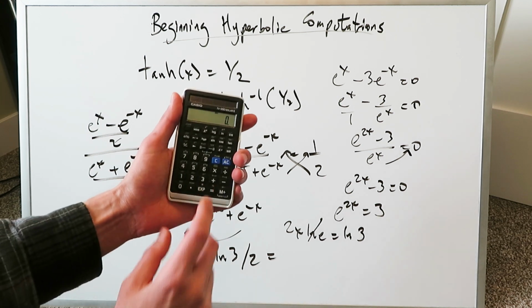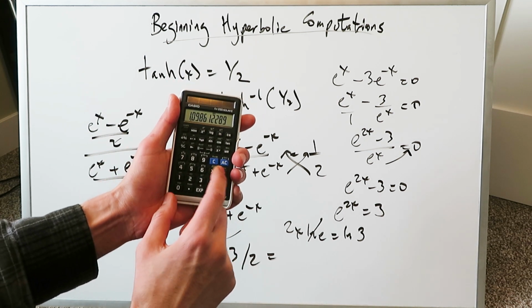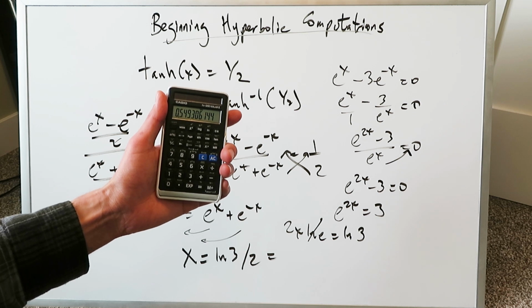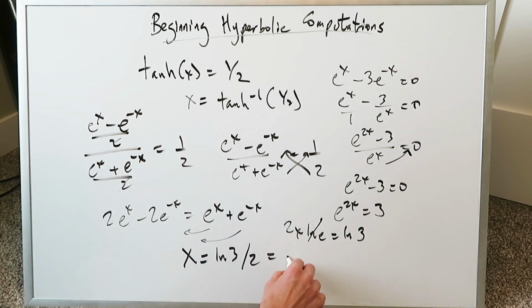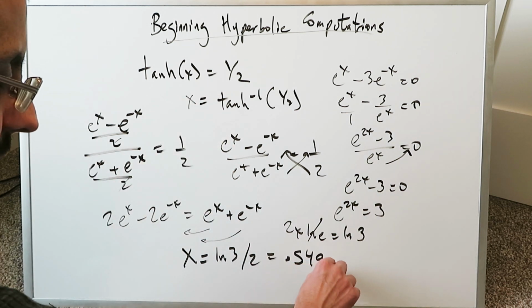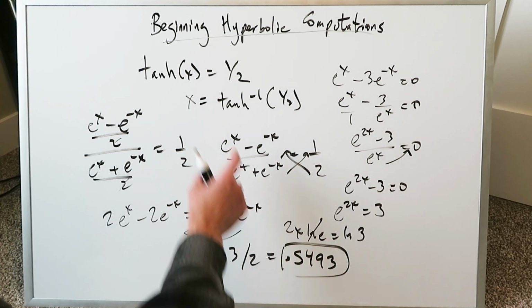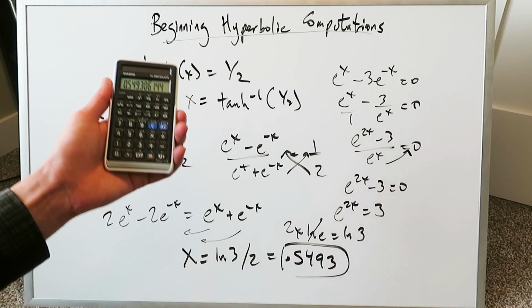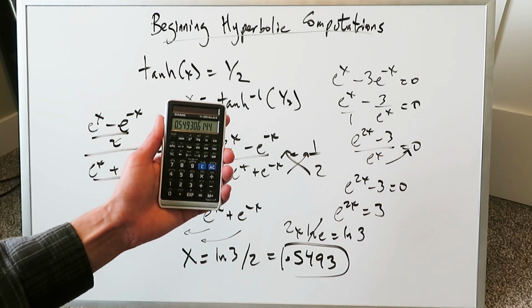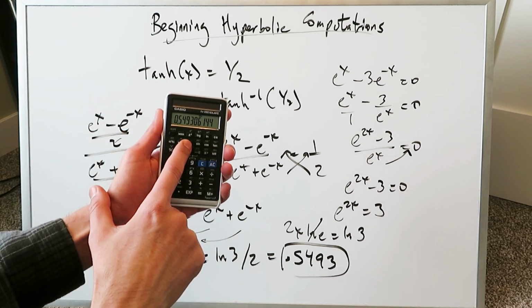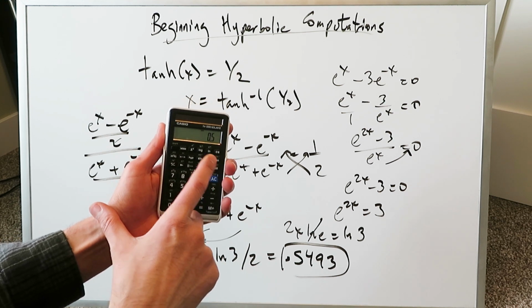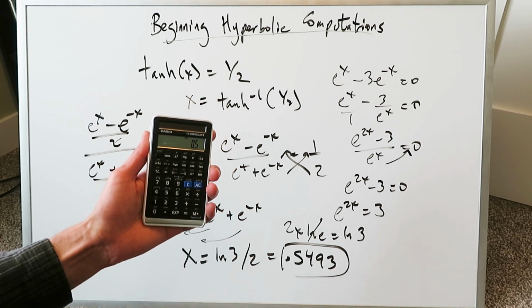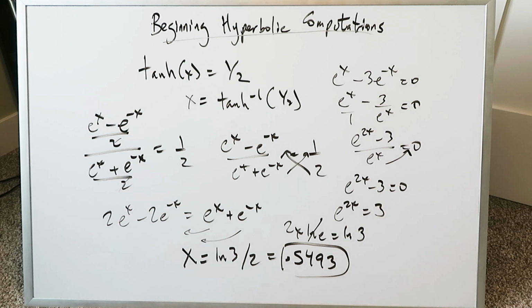And let's find it. 3 natural log divided by 2, I'm getting 0.5493. But I'm going to save this value. 0.5493 is our answer here. X is equal to 0.5493. I saved the value right over here. Now let's test this out. I'm going to click on hyperbolic and tan, and I should get 0.5, and that's exactly what I get. So this answer is right.